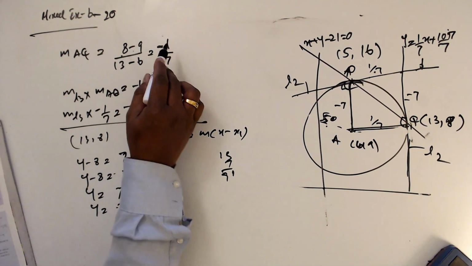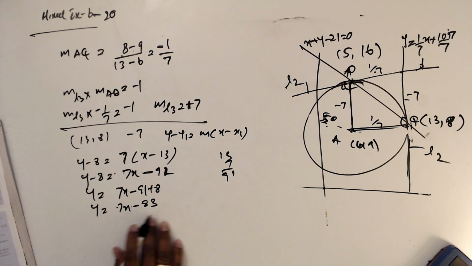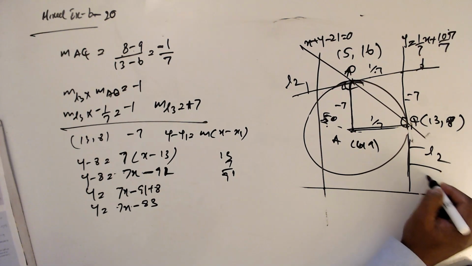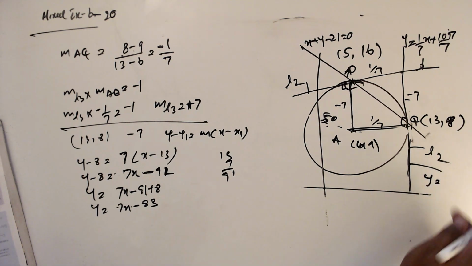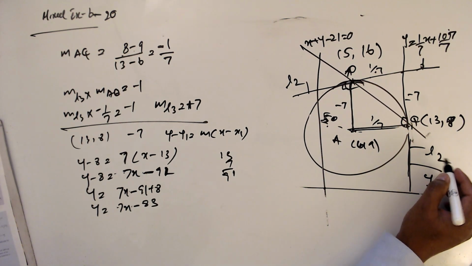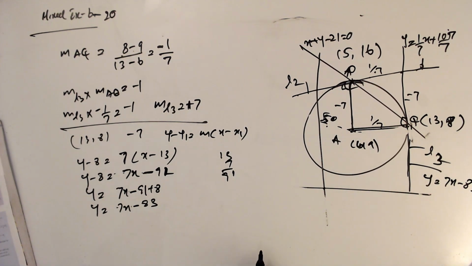8 minus 9 is minus 1. So y equals 7x minus 83. So the L2 equation is... L3: y equals 7x minus 83.